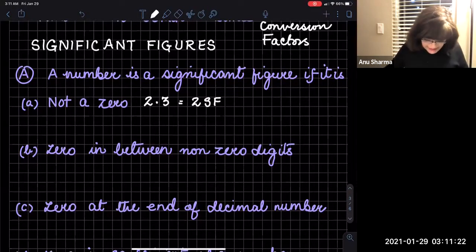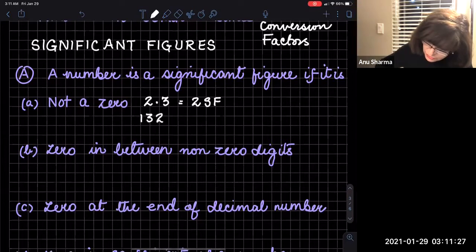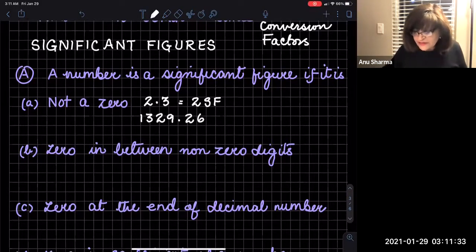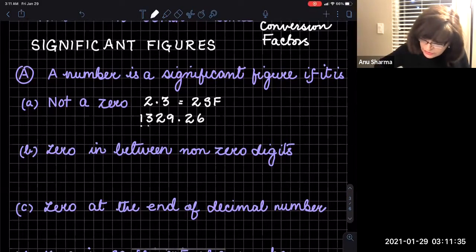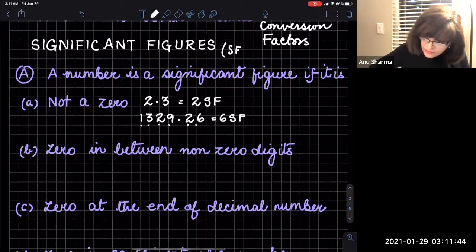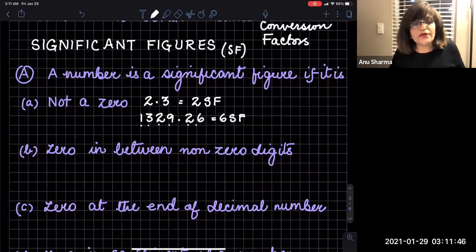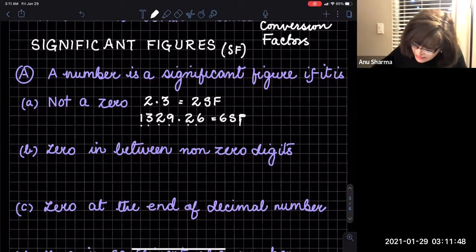Okay, similarly, if you have a number, for example, 1329.26. So in this case, the significant figures are 1, 2, 3, 4, 5, 6. So this comes out to be 6 significant figures. So I'm going to use SF for significant figures. Okay, so significant figures are, all of them are important numbers. So all non-zero numbers are counted.